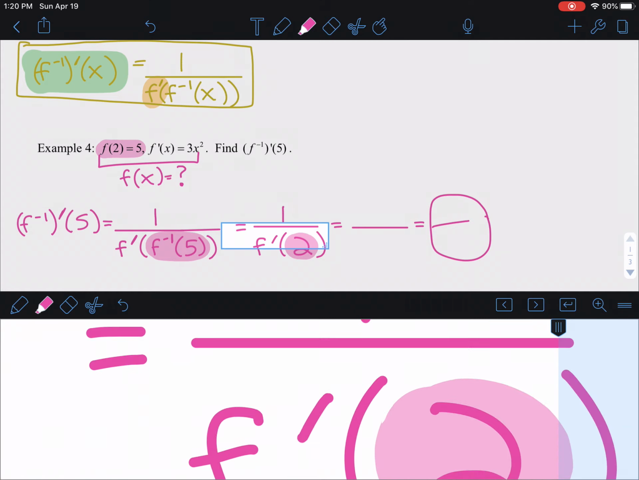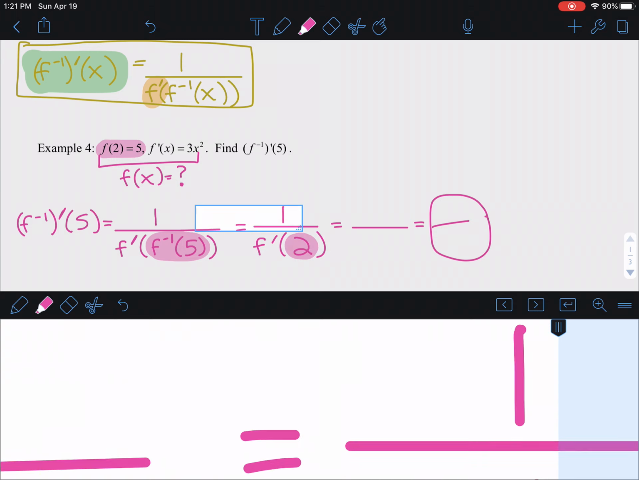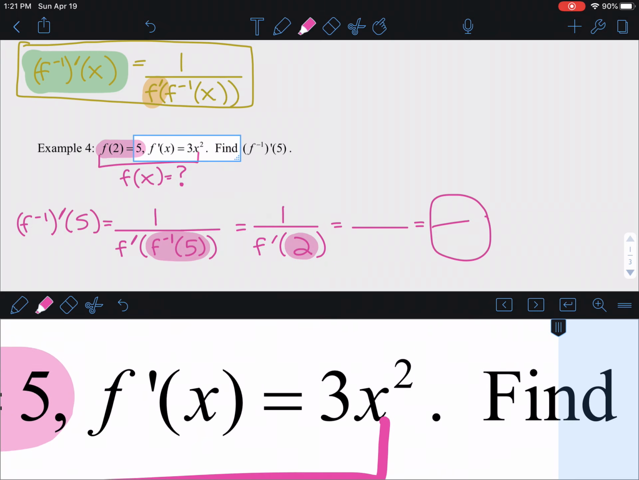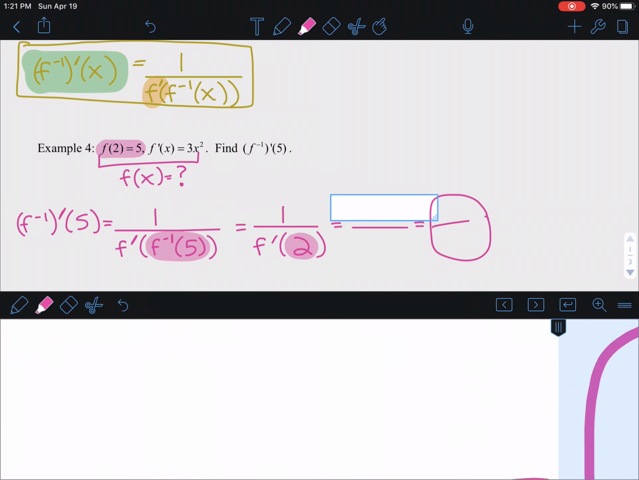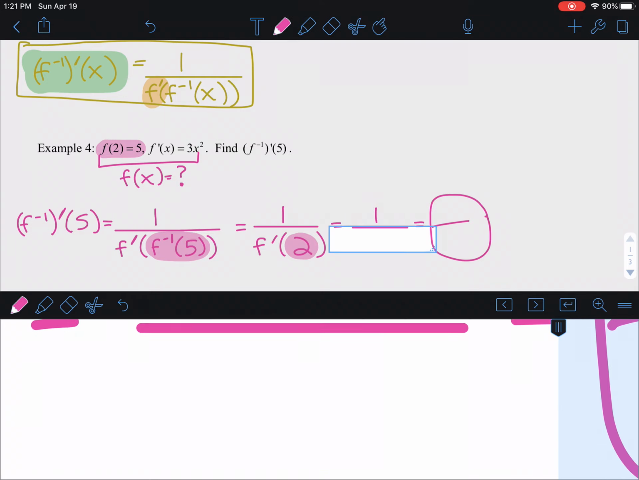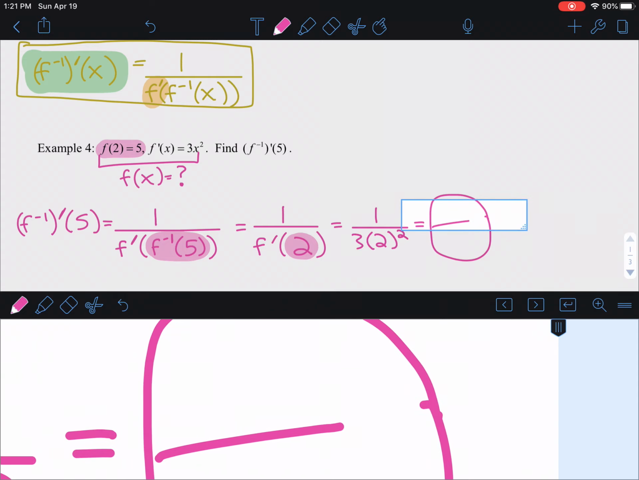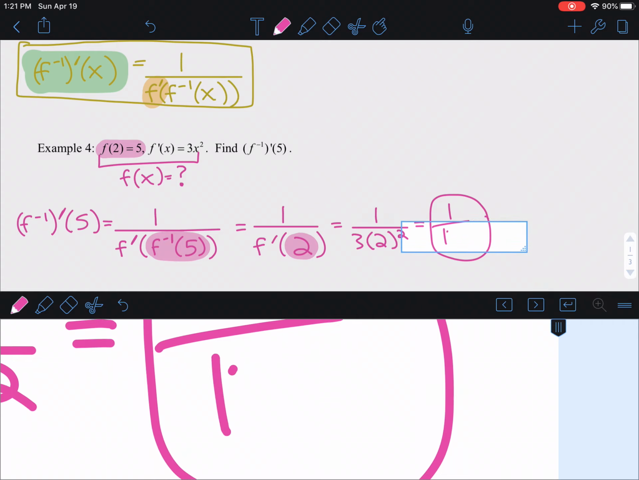And now my last step is going to be to take 2 and plug it into the derivative, which we are conveniently given to be 3x squared, and so I can do 1 over 3 times 2 squared, and now I can just evaluate that, and I get 1 over 12.